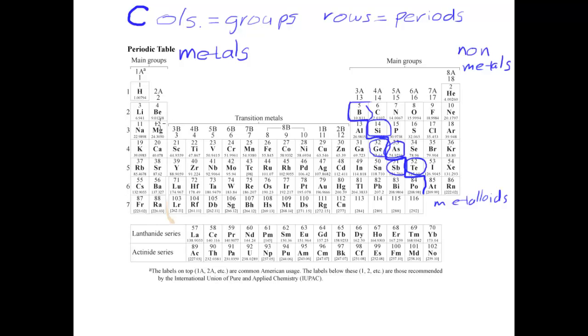So let's talk a little bit more about some specific groups. So some of the groups have special names. So let's name some of them. So this group right here, this first column of the periodic table, these are called the alkali metals. So again, they're metals. Alkali. That's supposed to look like a K there if you can't tell my writing. So alkali metals.